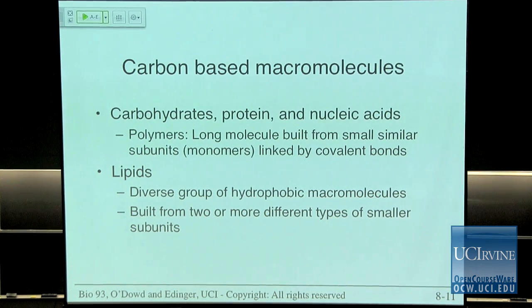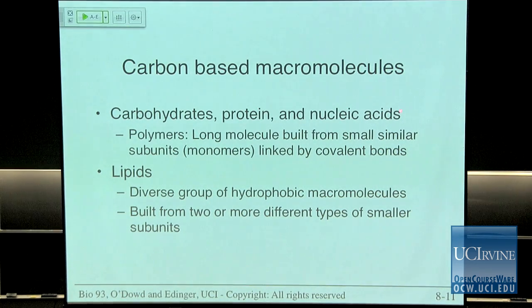Okay, those are the 6 groups. You're going to have to know them and recognize them, and we'll talk about them a lot in the course of the next 5 or 6 lectures. The 4 carbon-based macromolecules that we'll talk about are carbohydrates, proteins, nucleic acids, and lipids.